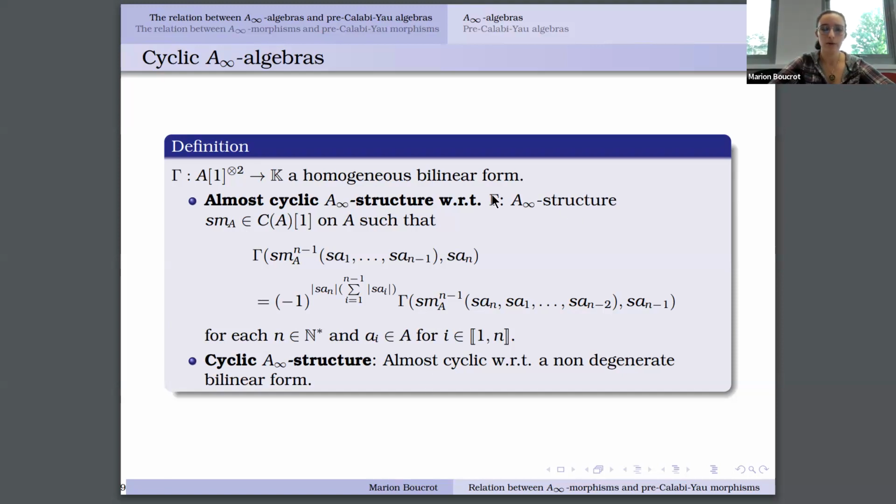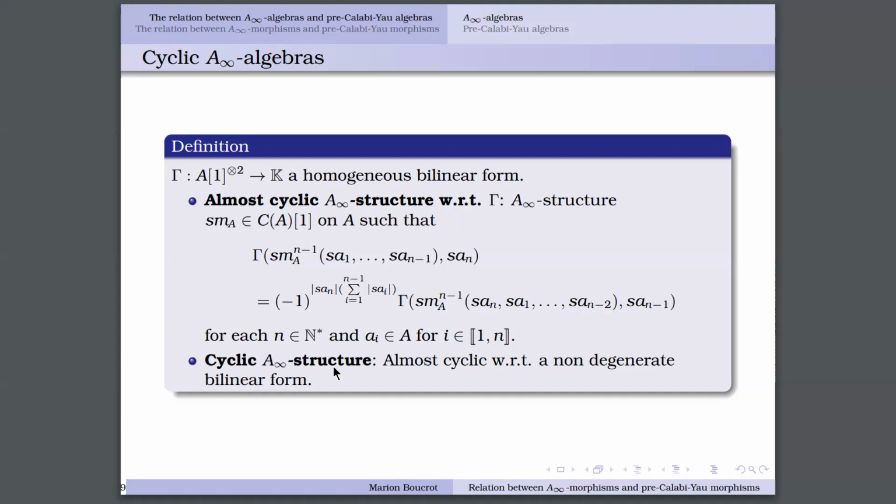And if the bilinear form that is fixed is non-degenerate, we will say instead of almost cyclic that we have a cyclic infinity structure. Excuse me, do you want this form to be skew symmetric or symmetric? Or nothing? That's a good question. Let me think. I think that we can give this definition for all homogeneous bilinear forms, if I'm not mistaken. But I will work with a particular bilinear form that will be skew symmetric.